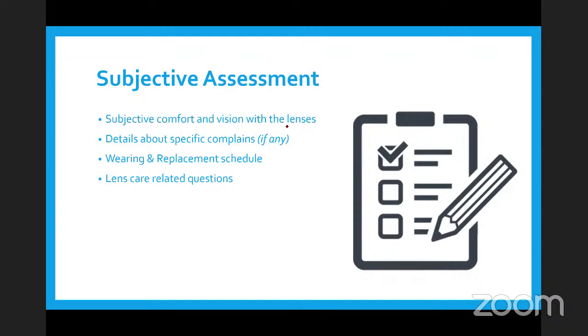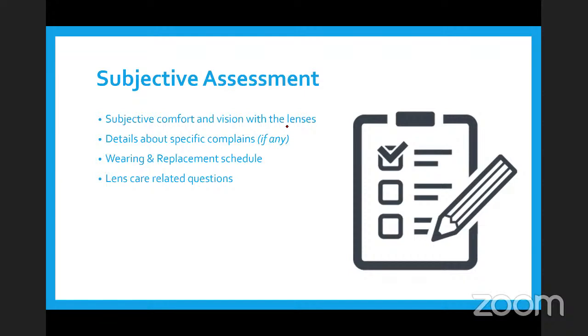Also make sure that you have questioned the patient about the wearing and replacement schedule. I know you know it from your preparation, but it is important for you to ask the patient what the wearing schedule is, how the patient is wearing the lenses, how frequently the patient is replacing the lenses, and understand from that whether he or she is following what you have told them before.